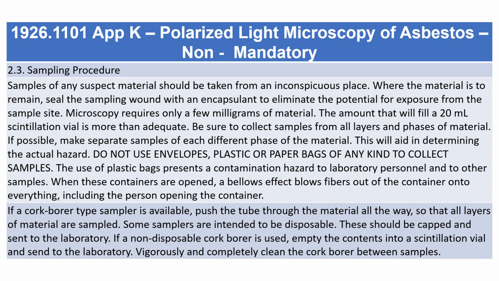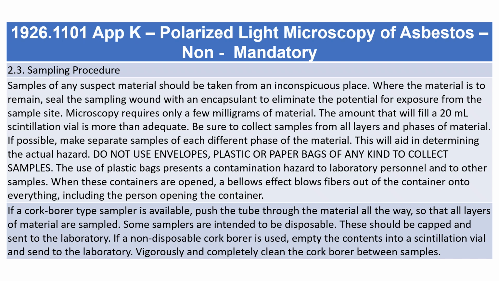2.3. Sampling procedure. Samples of any suspect material should be taken from an inconspicuous place. Where the material is to remain, seal the sampling wound with an encapsulant to eliminate the potential for exposure from the sample site. Microscopy requires only a few milligrams of material. The amount that will fill a 20 ml scintillation vial is more than adequate. Be sure to collect samples from all layers and phases of material. If possible, make separate samples of each different phase of the material. This will aid in determining the actual hazard.